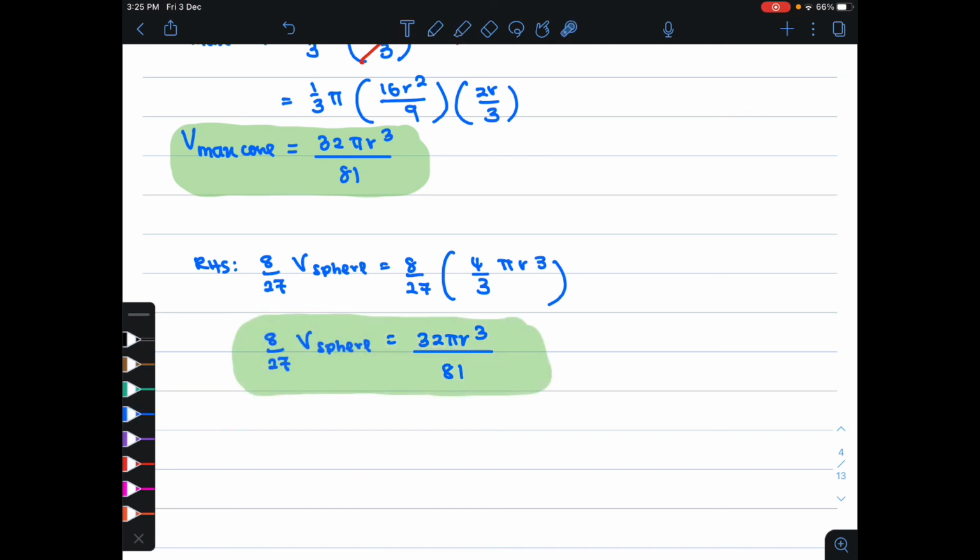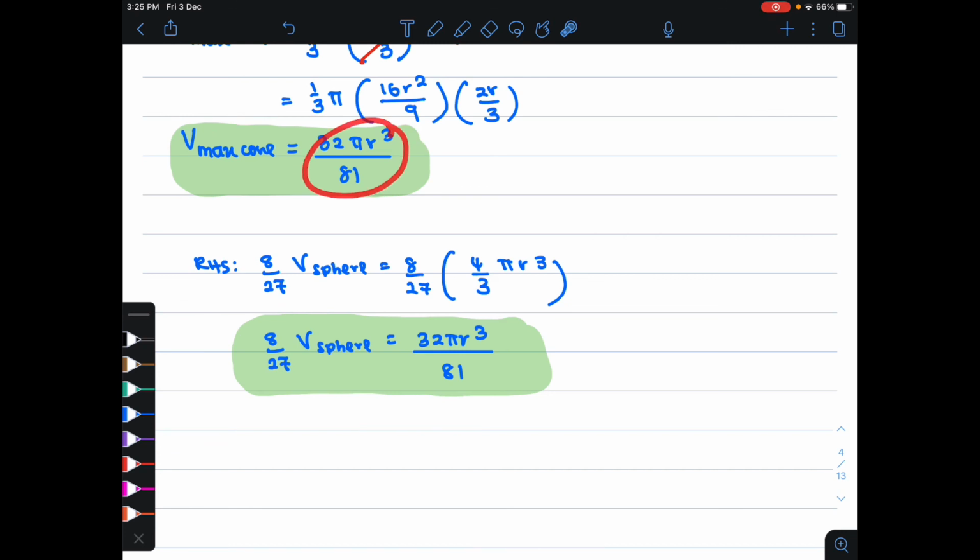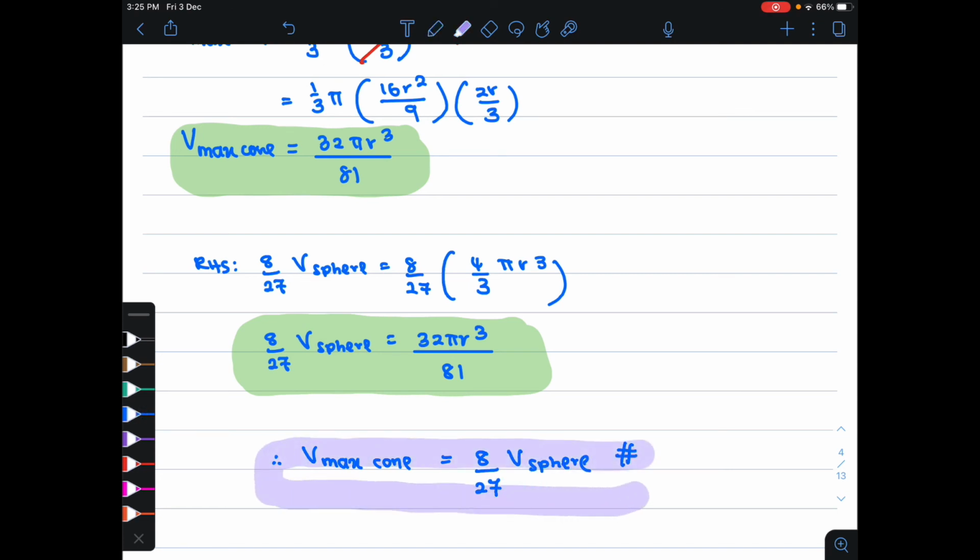So, now just compare left hand side with right hand side. And you can see that they are the same. So, this means that the left hand side, which is V max cone, is equal to the right hand side, which is 8 over 27 volume of sphere, which is what we wanted.